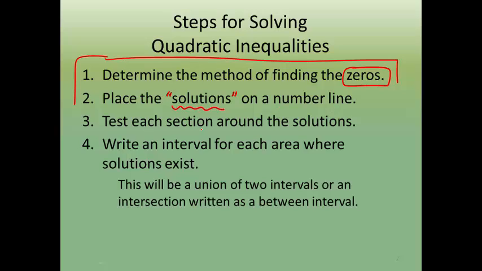Then we're going to test each section around those solutions, and this is going to determine where the actual solution sets exist. And this is going to be written as either a union of two intervals or an intersection written as a between interval. So we're going to use the same methods we had before. We're going to put them on a number line. We're going to test some values. I'll show you what that means. And then we're going to be able to write our conclusion as an interval of a union of two intervals or as a between interval. Let's go ahead and try some.